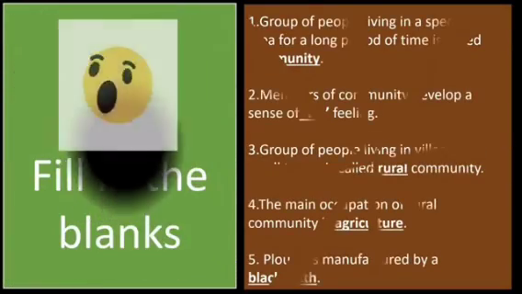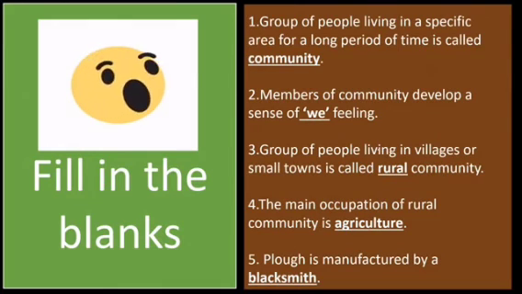Let us look at the answers for the fill in the blanks. First, a group of people living in a specific area for a long period of time is called a community. Second, members of a community develop a sense of we feeling. A group of people living in villages or small towns is called a rural community. The main occupation of a rural community is agriculture. Plow is manufactured by a blacksmith. I hope you have all written the answers.